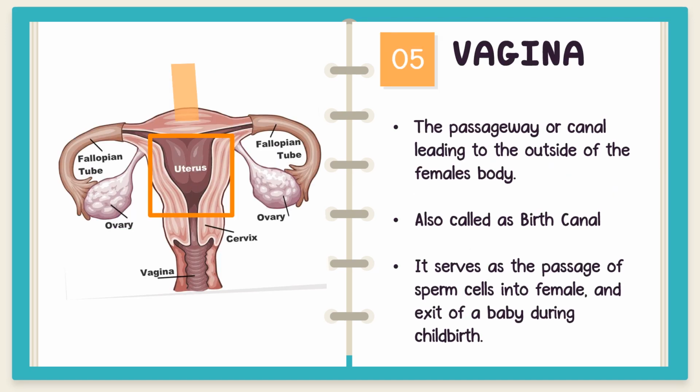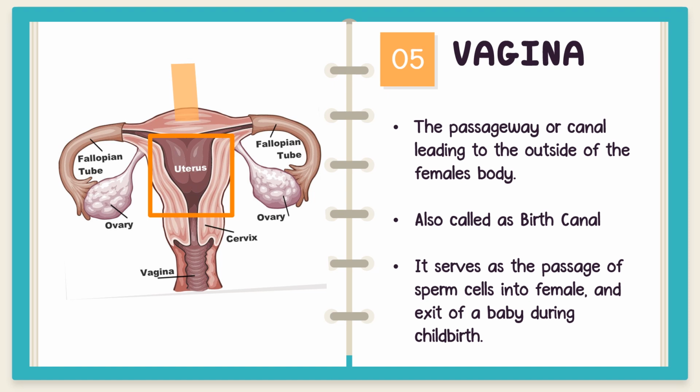Matatagpuan siya saan? Lower end of the uterus and vagina. Okay. The next one is the vagina. So, the vagina is the passageway or canal leading to the outside of the female's body. So, ito ay passageway, ibig sabihin daanan or canal leading to the outside of the female's body. It is also called the birth canal. It serves as the passage of sperm cells into the female and exit of the baby from the body during childbirth.